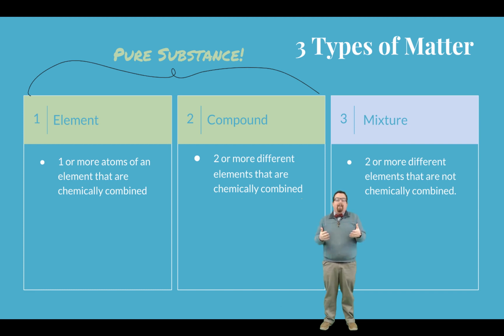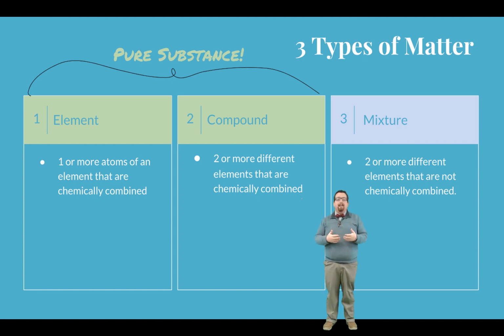A mixture, however, is different because the pieces aren't necessarily stuck together. You could have some atoms, you could have some molecules, you could have some elements, you could have some compounds. As long as you have more than 1 different thing that isn't stuck to something else, you have a mixture.